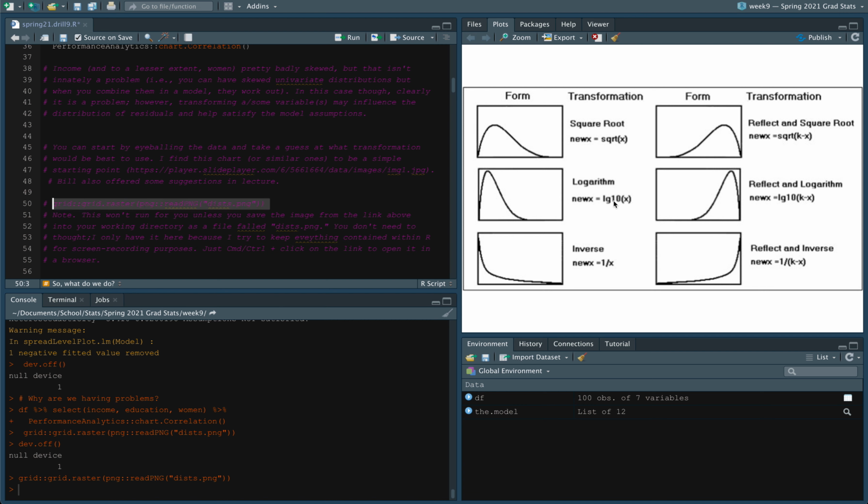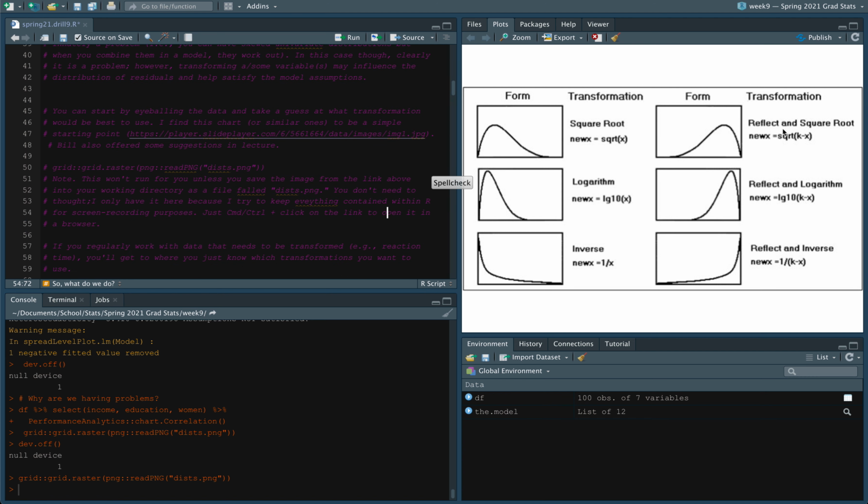This is literally just, if you control or command click on that link, you'll see this same picture in your browser. But my point is that when you look at this, if your data looks kind of like this, then you could try to reflect and do a square root transformation. If it looks like this, then you might do a square root transformation. If it looks kind of like this, you might do that log transformation. If it's super skewed, then you might do the inverse.